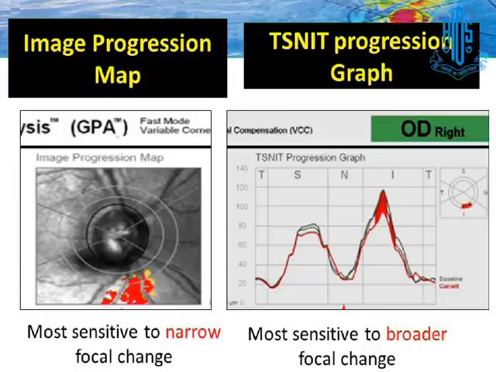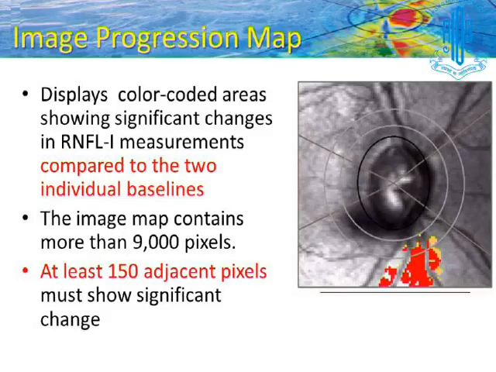Now the image progression map is most sensitive to see the narrow focal changes, while the T-SNP progression graph is most sensitive to the broader changes as shown here, and it also shows the calculation circle here, which is divided into 64 segments. Now the image progression map as shown here displays the color coded areas which are compared to the two individual baselines. It is important to note that the image map contains more than 9,000 pixels, and at least 150 adjacent pixels should have a significant change. Then only you can have a color coded sign like this.